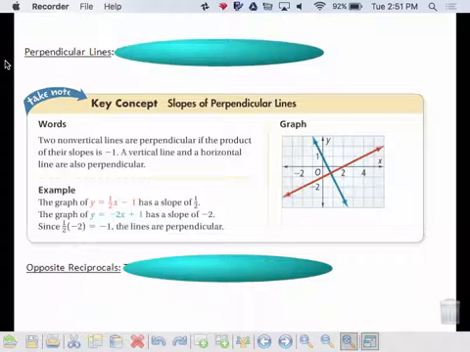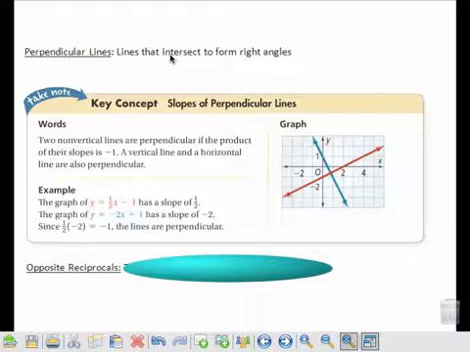Lines that cross. So more specifically, any intersecting lines cross. Yes. But how are perpendicular lines special, Alex? They form 90-degree angles. So perpendicular lines are lines that intersect to form right angles. If you look at these two lines right here, these are perpendicular lines.